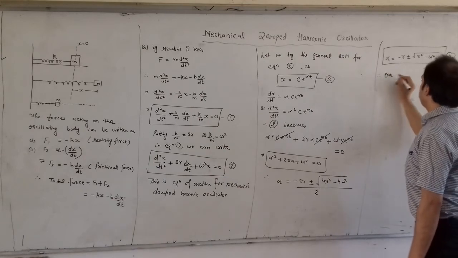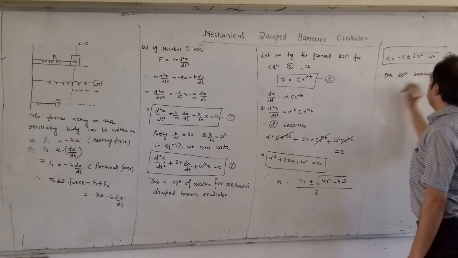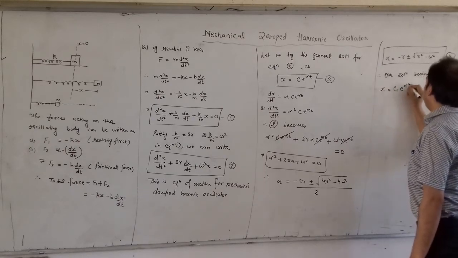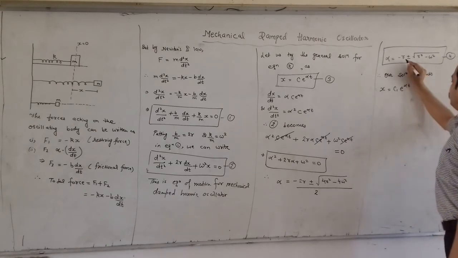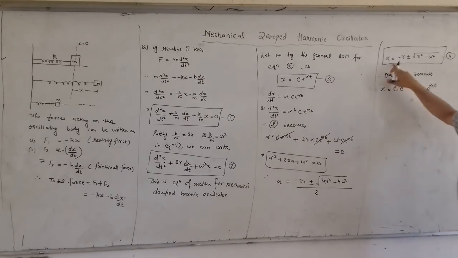Therefore our solution becomes x equal to c1 e to the power alpha 1 t plus c2 e to the power alpha 2 t, where alpha 1 is equal to minus r.